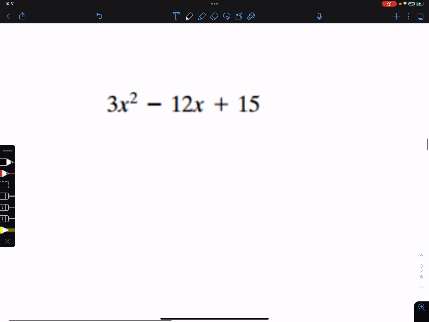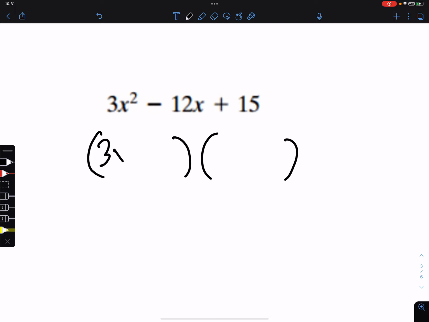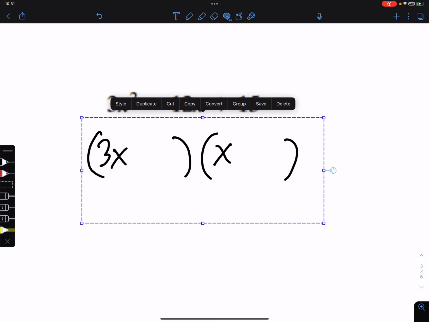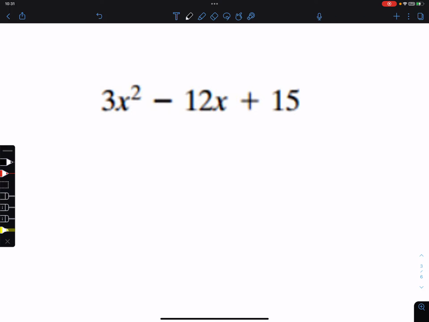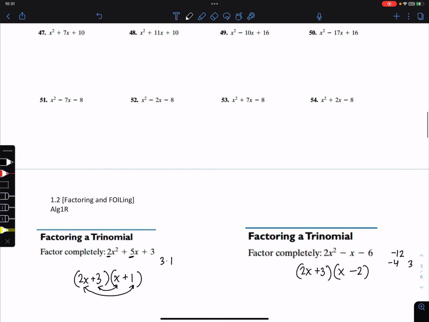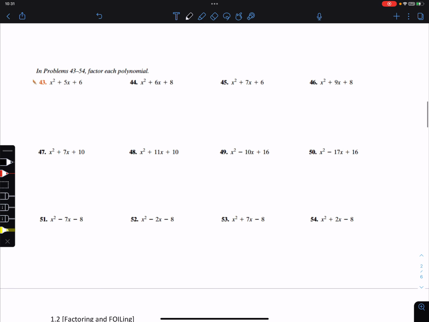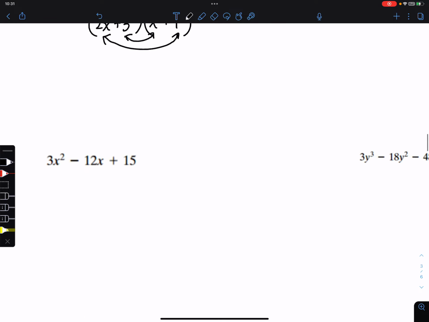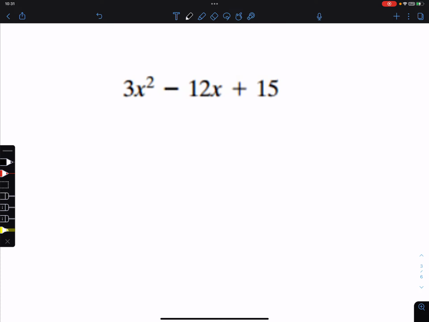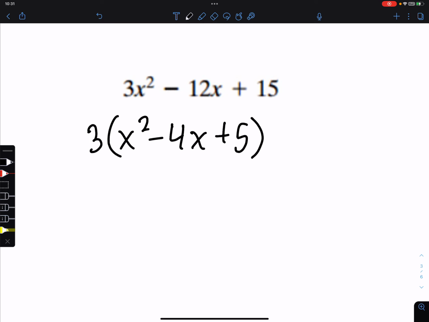Okay, let's keep on going. This one's a bit challenging. If you put down your 2 parentheses, you have 3x and x, and then you think for a long time. Well, one thing that might help you is to look at this and think back to the first thing we did when we were trying to factor things: identifying common monomial factors. Here, before you factor, is there anything you can take out of all 3 terms? And yes, you can take out a 3.